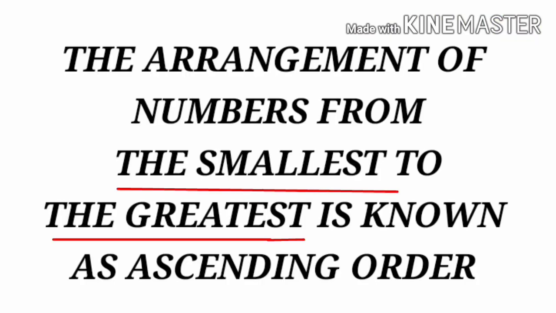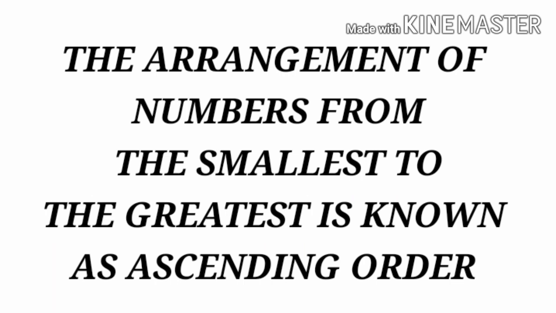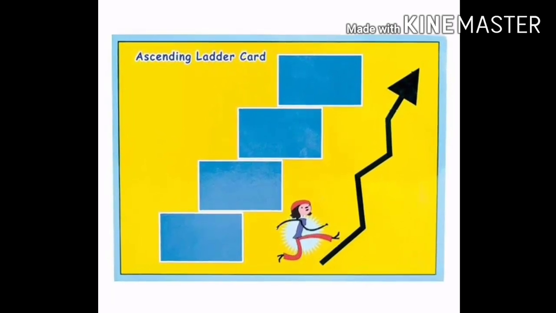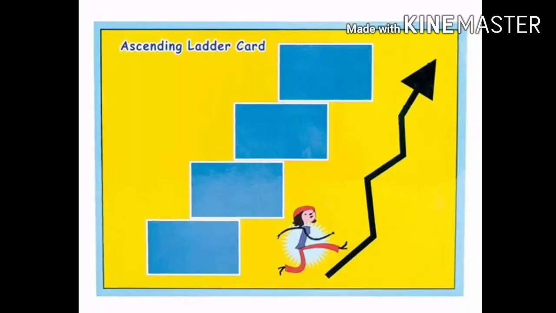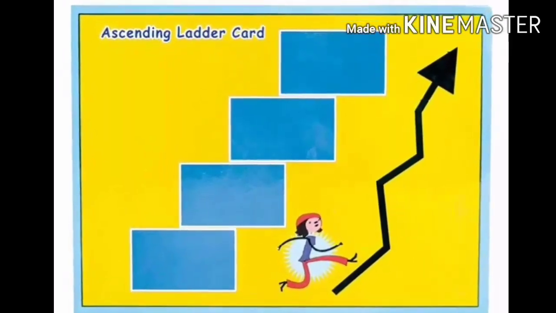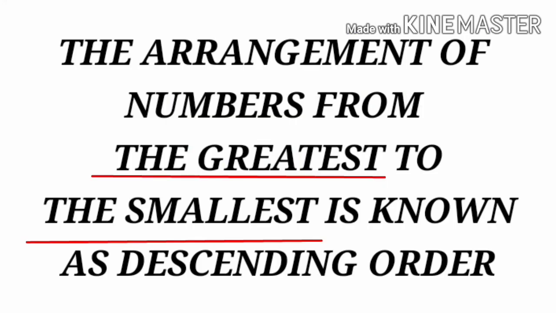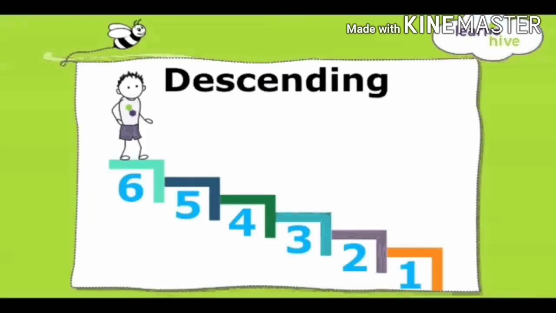Ascending order. The arrangement of numbers from the smallest to the greatest is known as ascending order. Look at this picture: a person climbing up the ladder. This shows the increasing order. Descending order. The arrangement of numbers from the greatest to the smallest is known as descending order. In this picture, a person is getting down from the staircase. This shows the decreasing order.